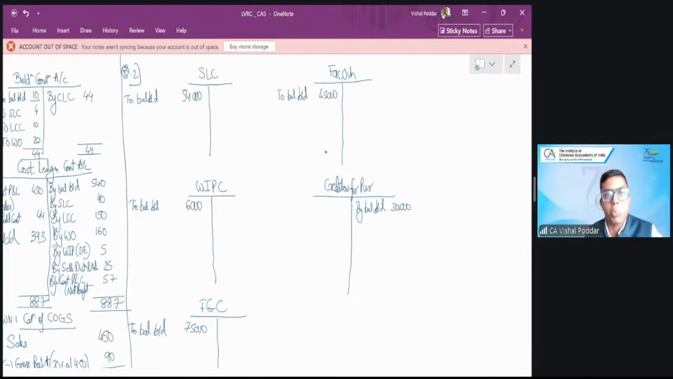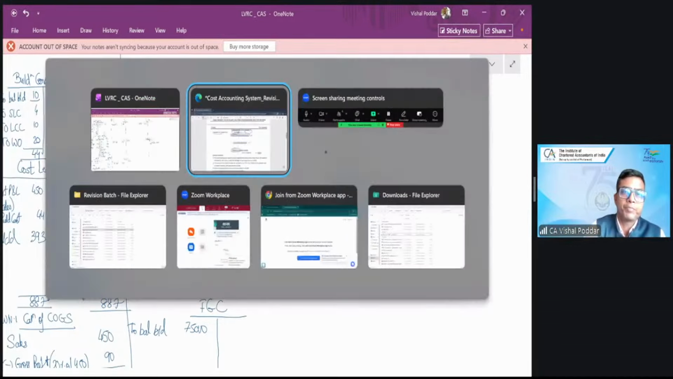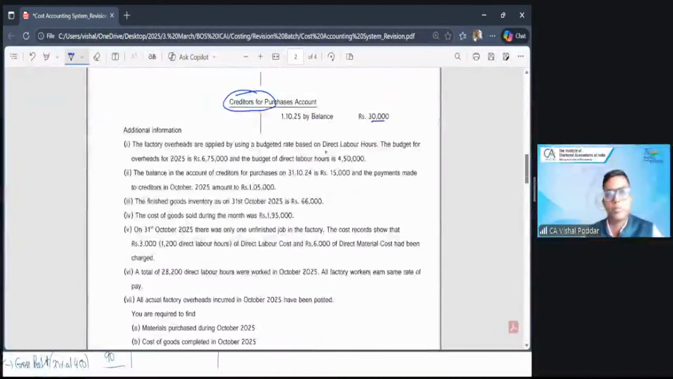Then overheads debit is 45 and creditor for purchases is 30. Done? Should we start? Now, first entry says factory overheads are applied by using a budgeted rate based on direct labor hours. The budgeted overheads is 675 and the labor hours is 450.